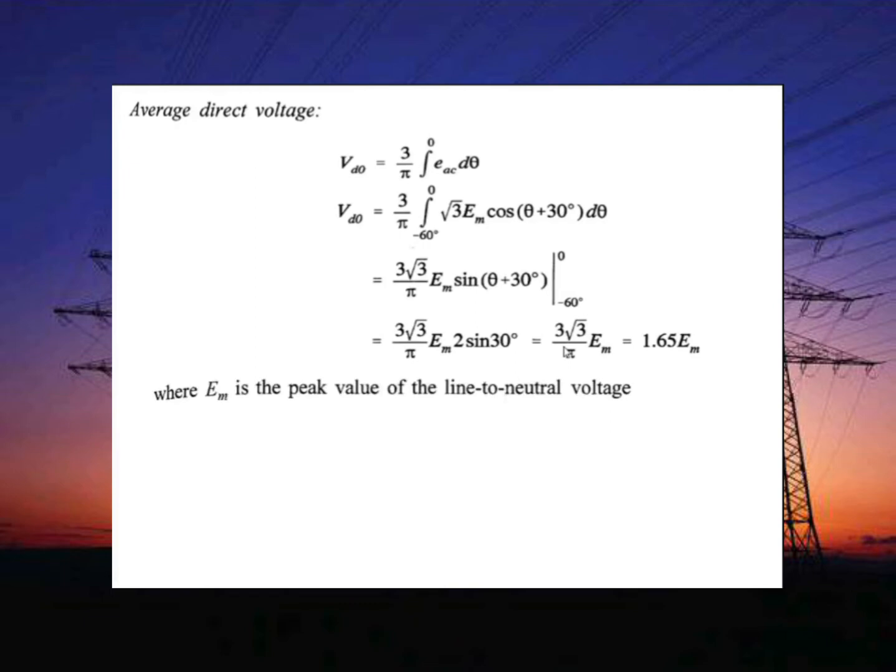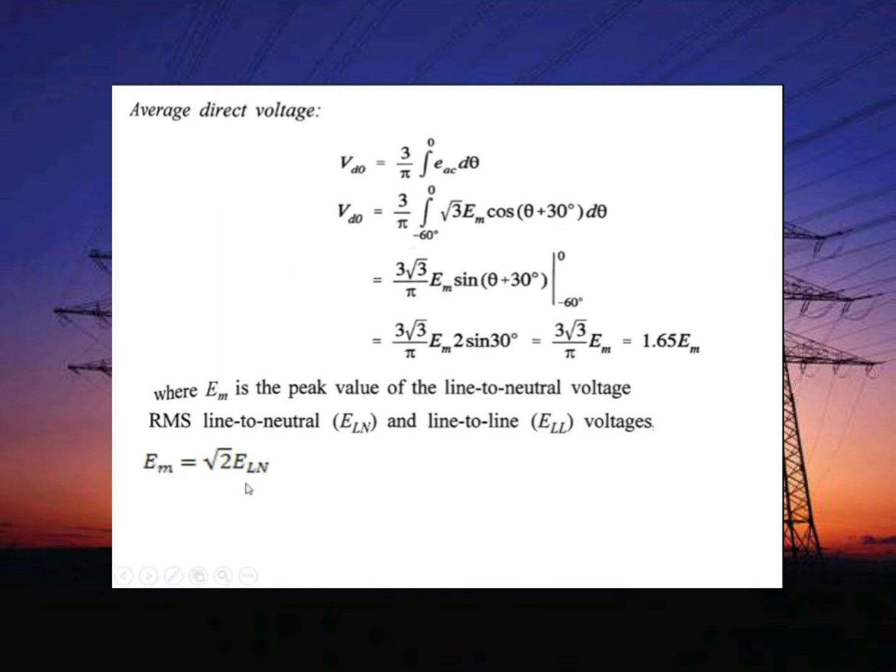As you know, EM is the peak value of line to neutral voltage. The RMS value of line to neutral is ELN and line to line is ELL. So there is a relation between the peak voltage and the line to neutral voltage, and between the peak voltage and the line to line voltage. EM is equal to root 2 ELN and EM is equal to root 2 by 3 ELL.